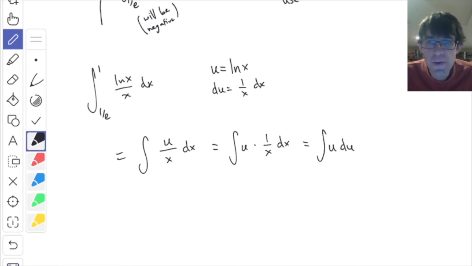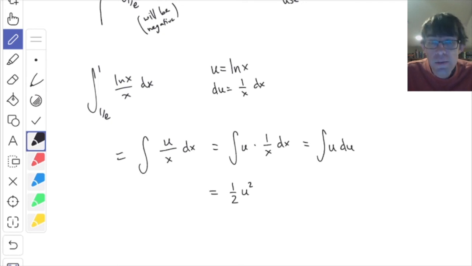Now we can do the antiderivative. Here I have just u, so the antiderivative will be 1/2 u squared. This is just like the antiderivative of x being 1/2 x squared, but this time the variable is called u. 1/2 u squared is the answer.